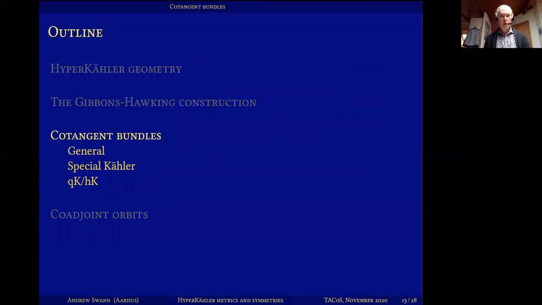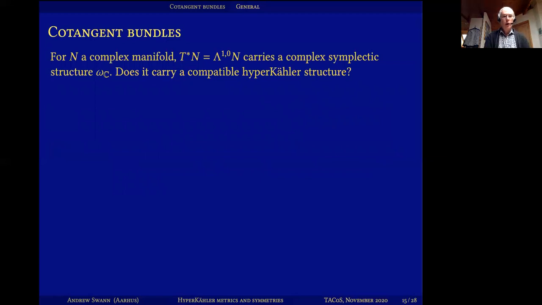So let me change direction. We've already seen that the cotangent bundle of CP1 has a hyperkähler metric, given by one of these Gibbons-Hawking metrics. But you can ask in general whether cotangent bundles carry hyperkähler metrics.